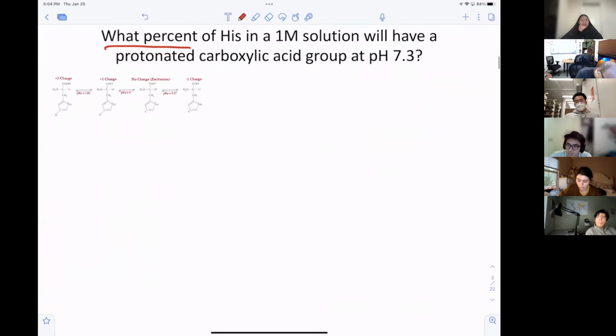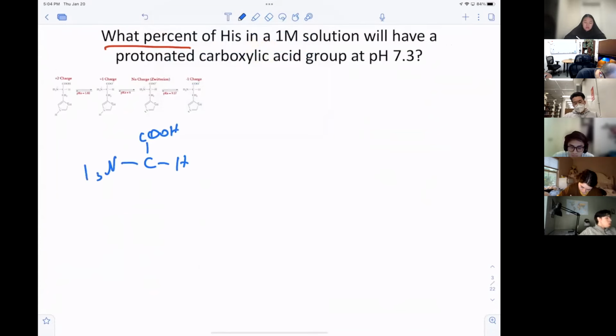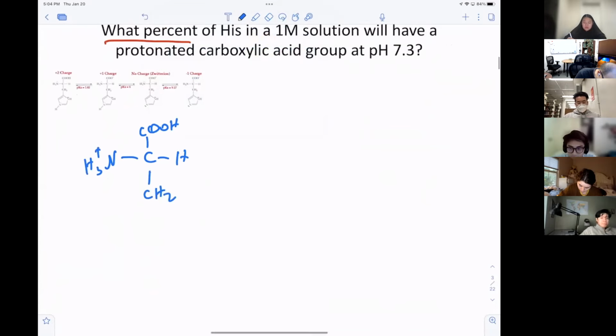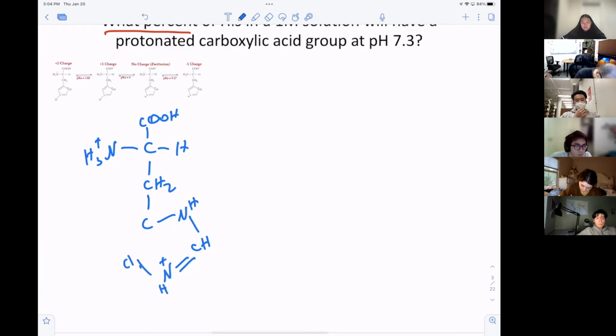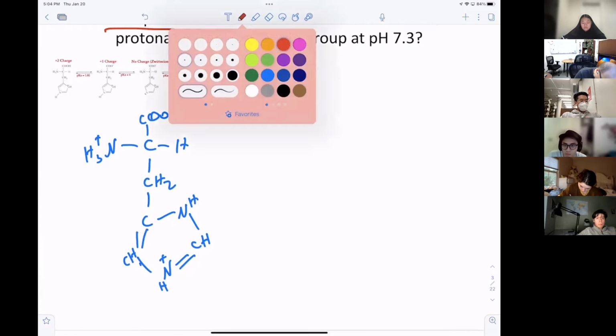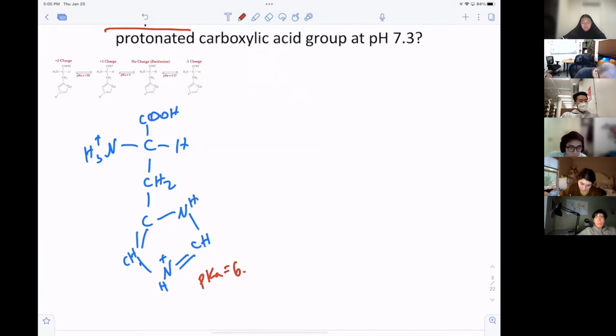I'm going to draw it again. I'm going to start with the carboxylic group, and this is the amino group. And this is the backbone of the amino acid that is connected to the R group, which is C, NH, CH, and CH. Now, keep in mind in this case the pKa is 6 here, the pKa of the carboxylic group is 1.8, and the pKa of the amino group is 9.2. And that's true for histidine.